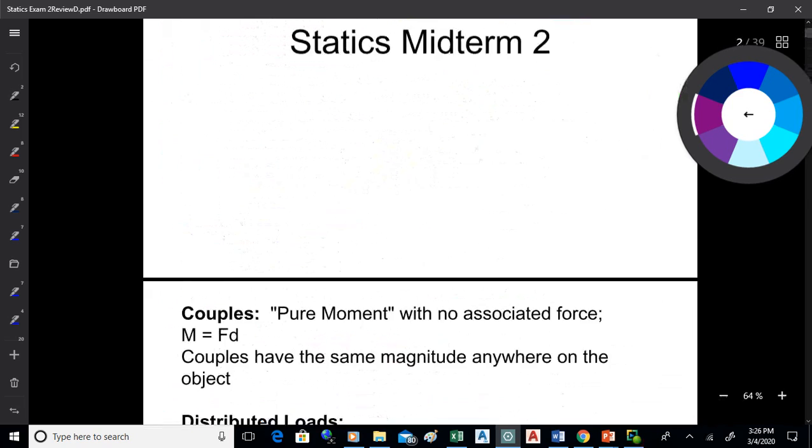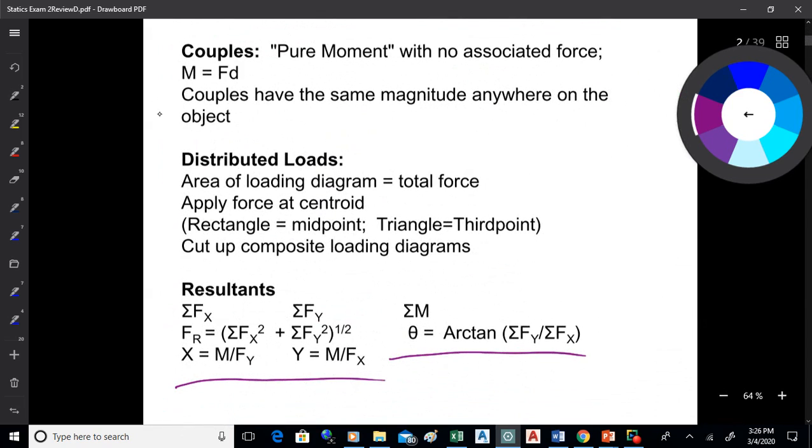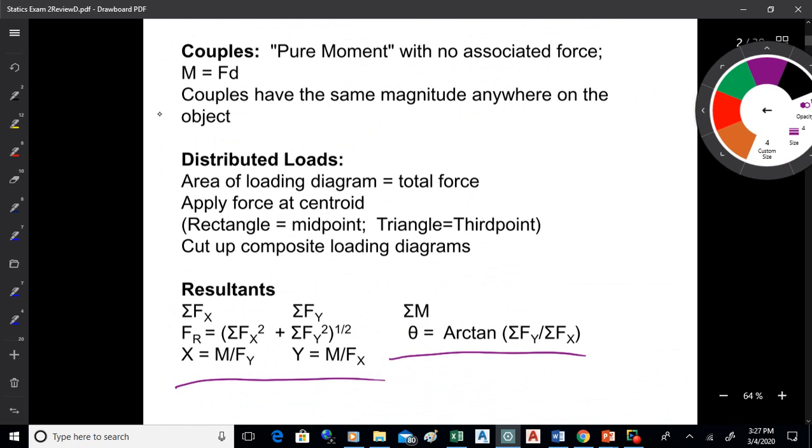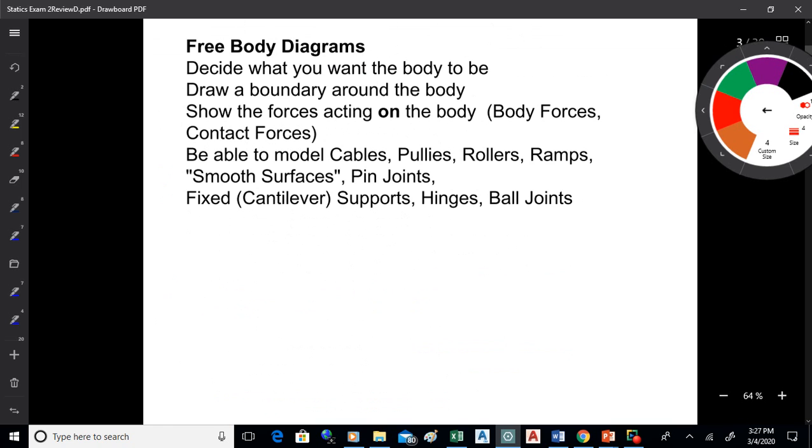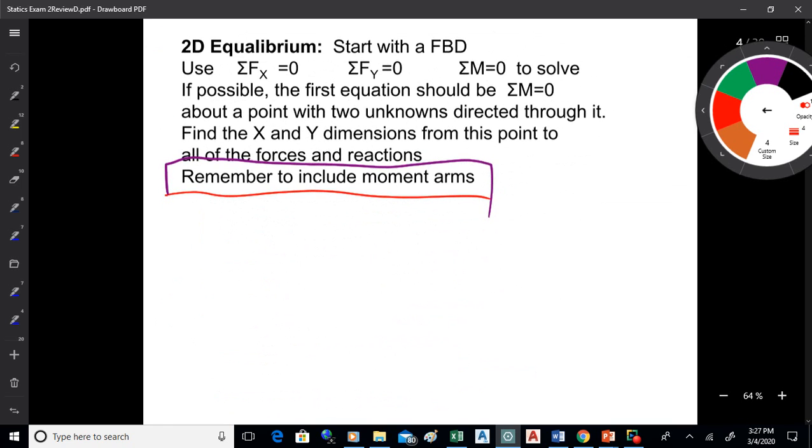All right, so if I were studying for this midterm, the first thing I would do would be to go through and I would be sure I knew how to handle couples and distributed loads. I'd know how to do a basic resultant. I'd be able to draw a free body diagram, but that's kind of an intermediate step in solving for forces. I'd be able to do a 2D equilibrium with trig, we spent a fair amount of time on that, right? So you should focus on that and know that.